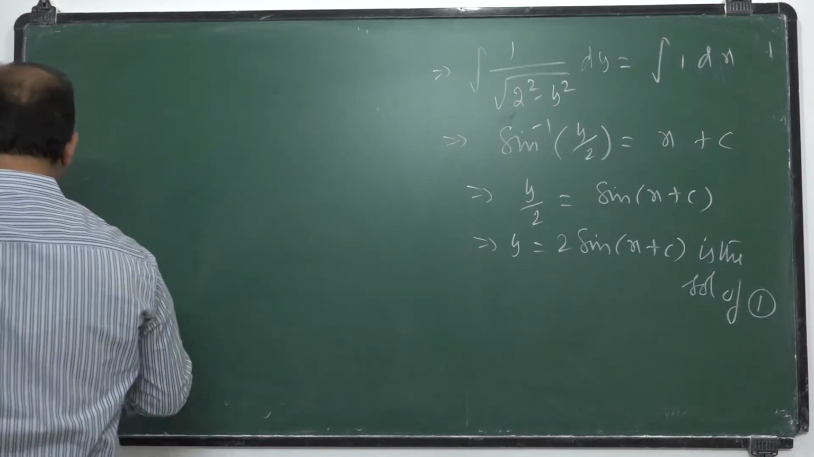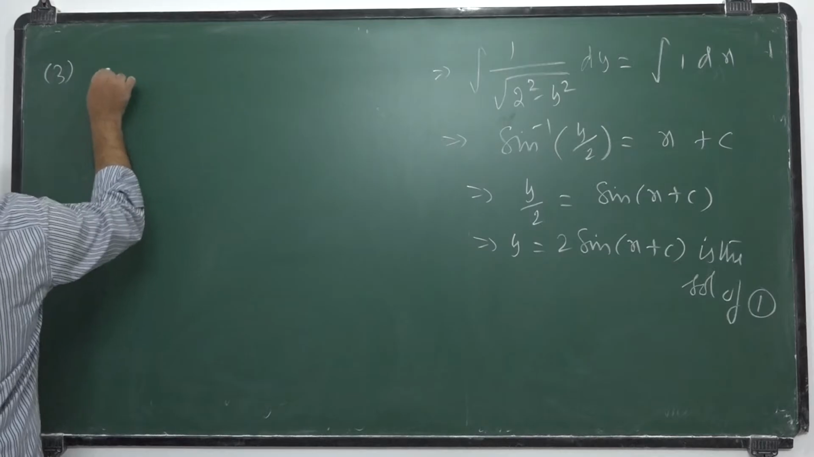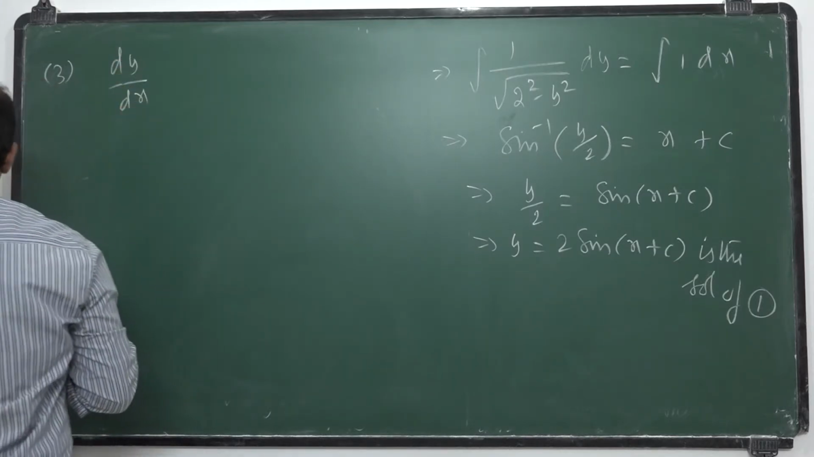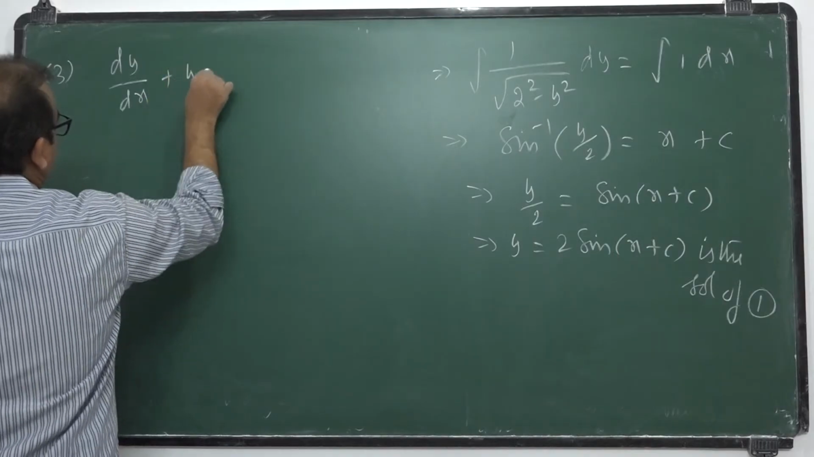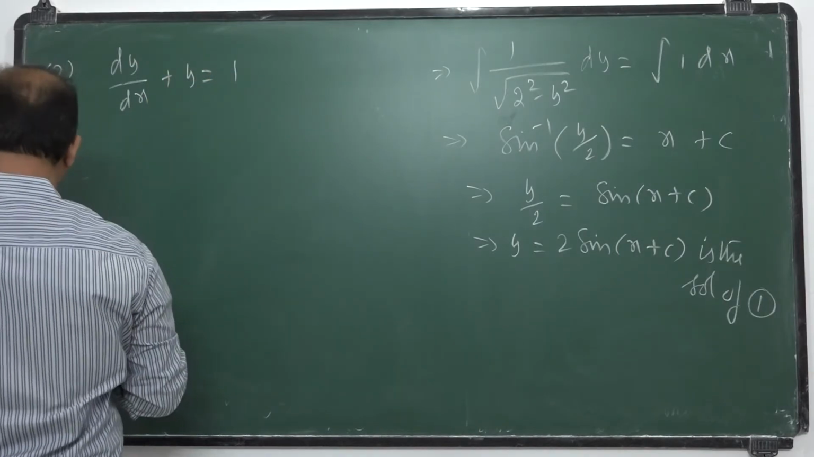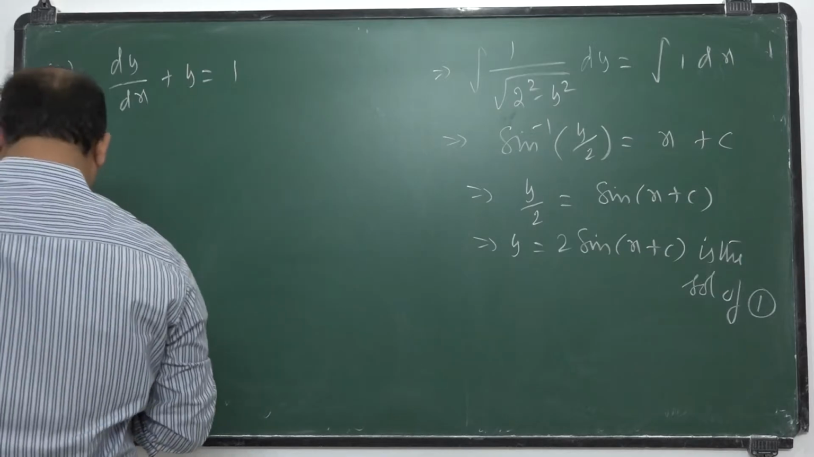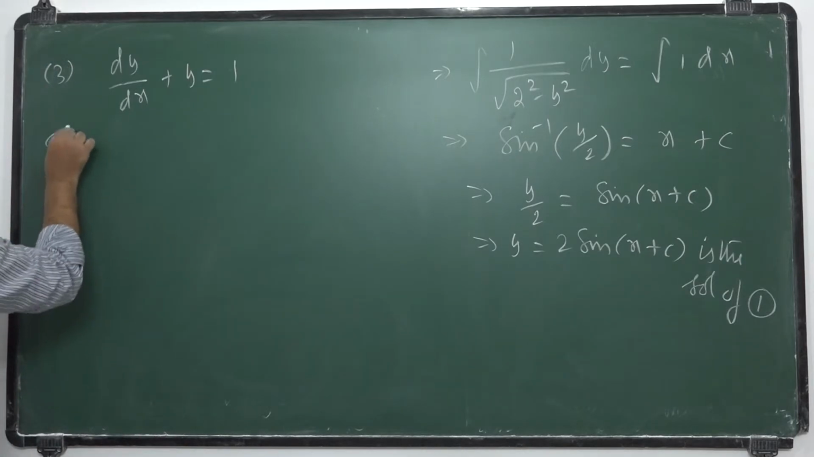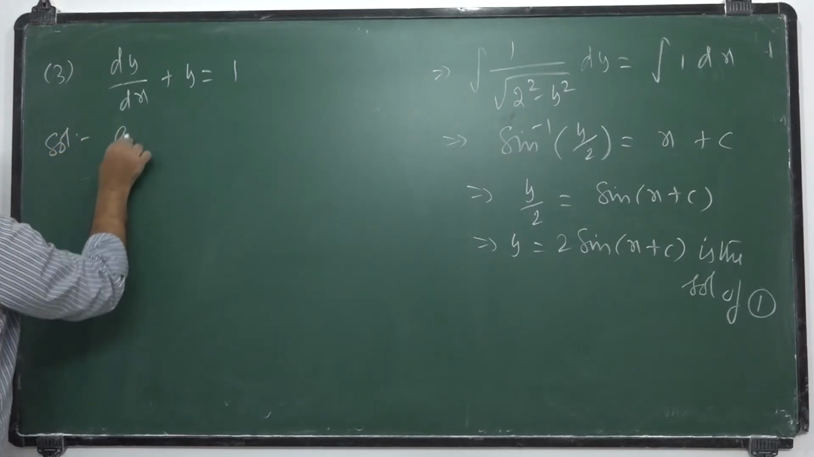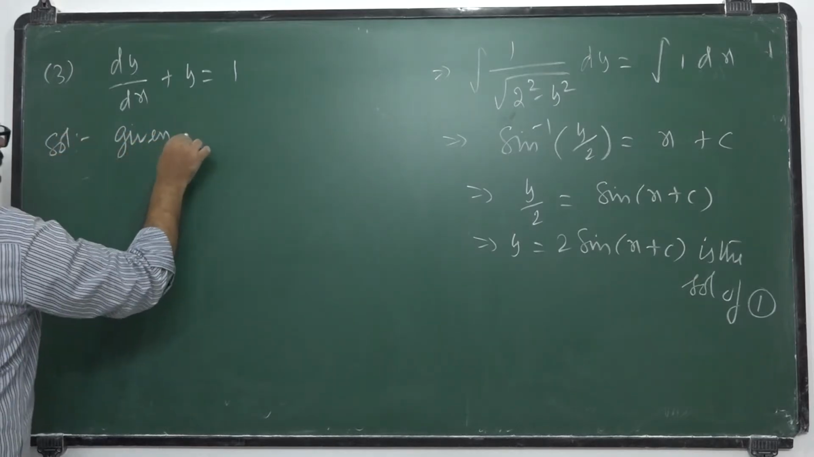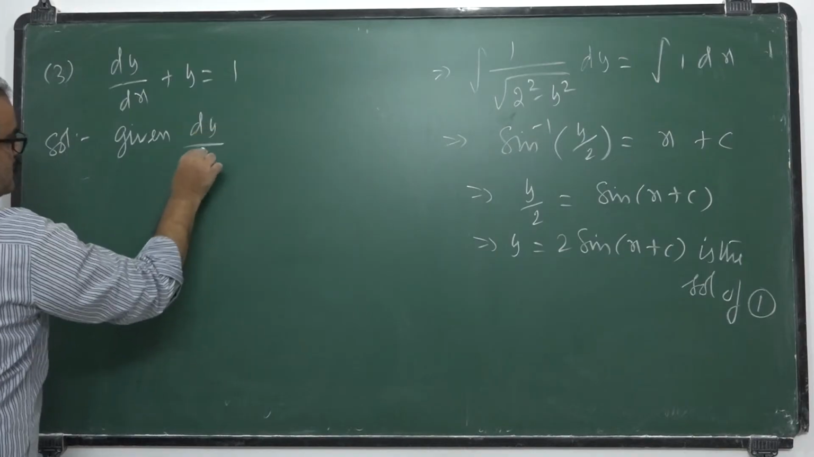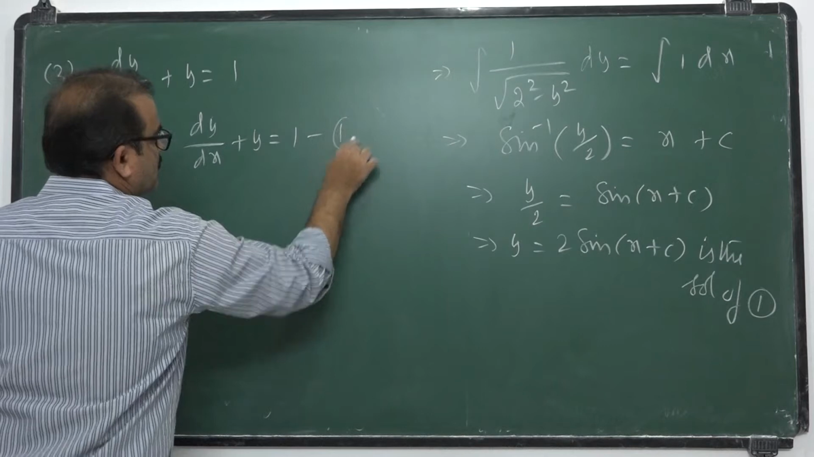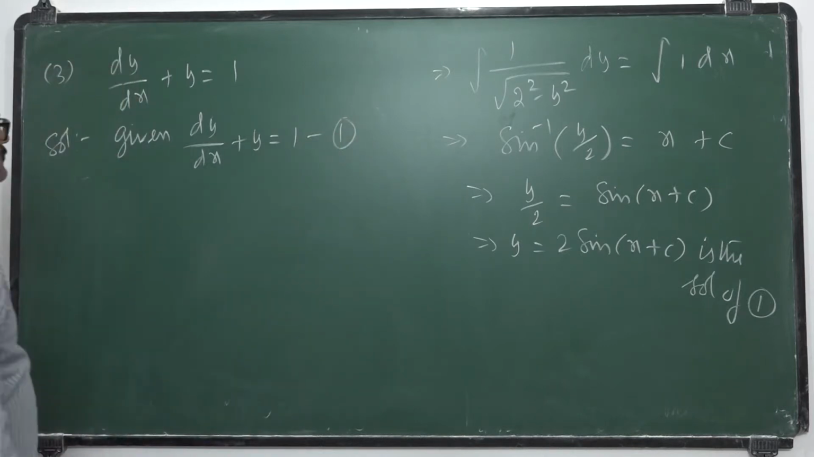Third, dy by dx plus y is equal to 1. Given dy by dx plus y is equal to 1, let it be equation 1.